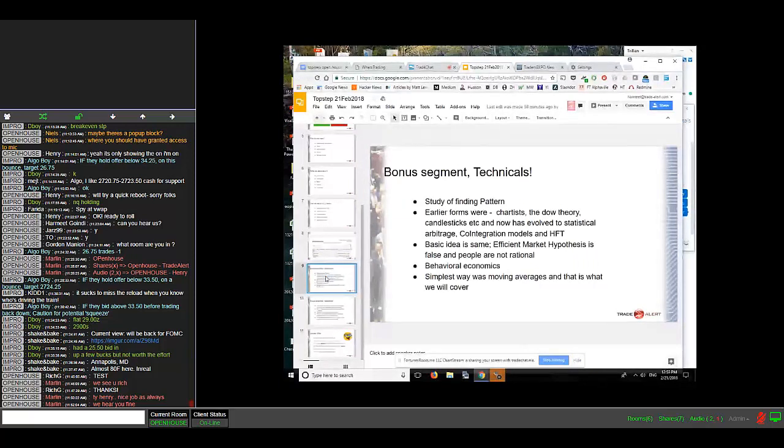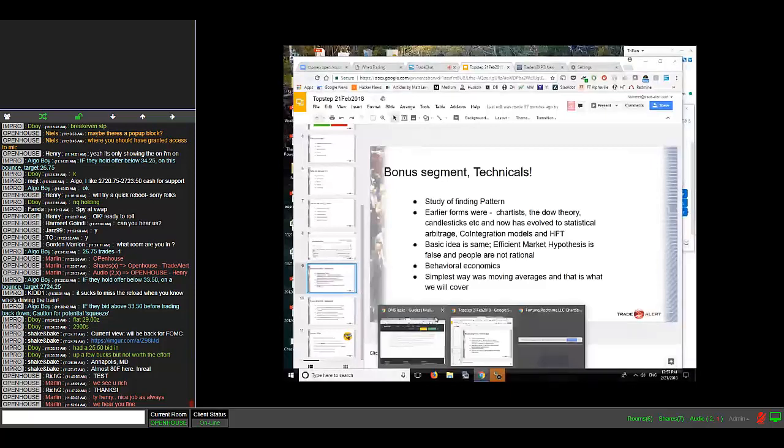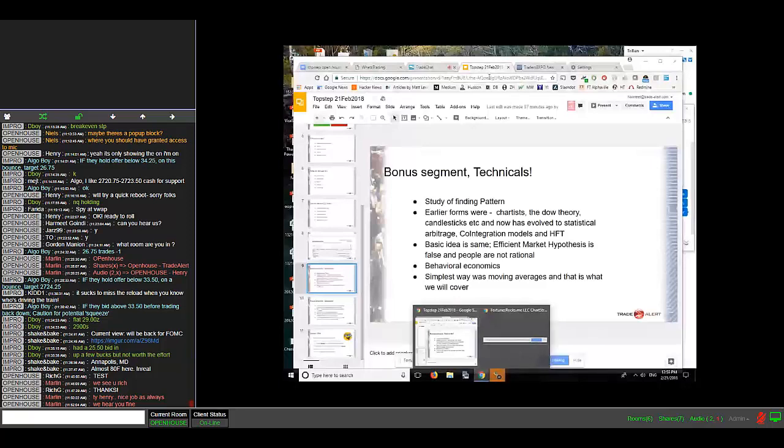One thing I'm sure you are all using a lot in your trading strategies is technical analysis, right? To give a brief cliff notes on it, it's basically the study of finding patterns. The earlier forms of technical analysis were chartists and Dow theory, and so on and so forth. Sorry about that, guys.